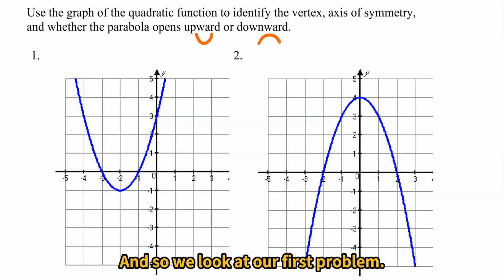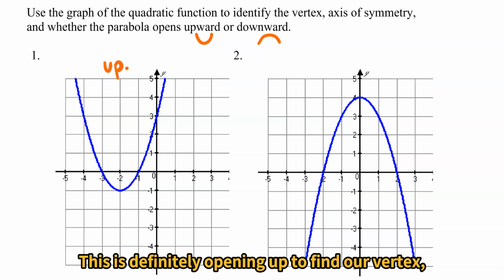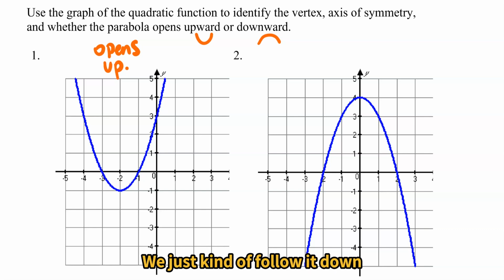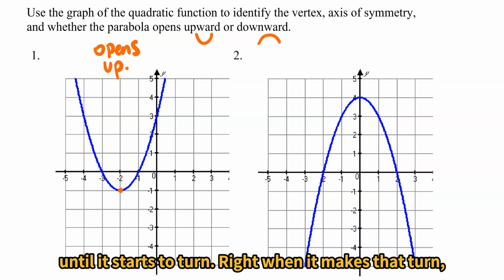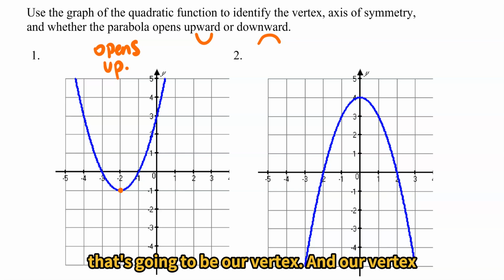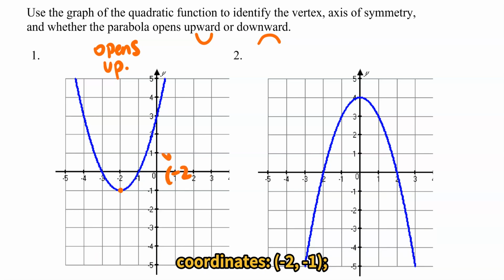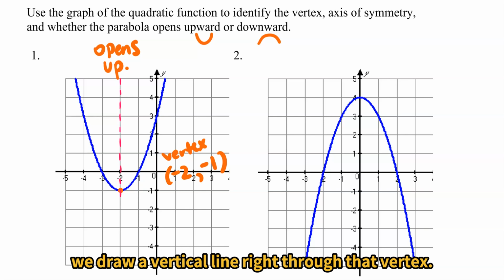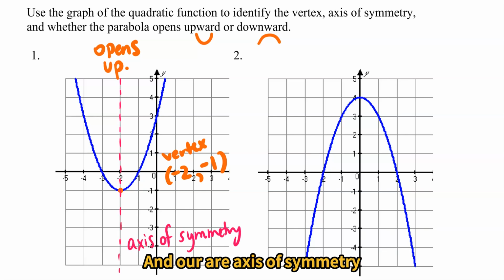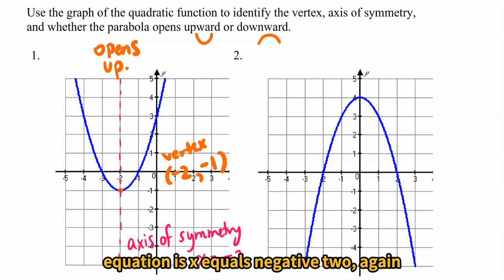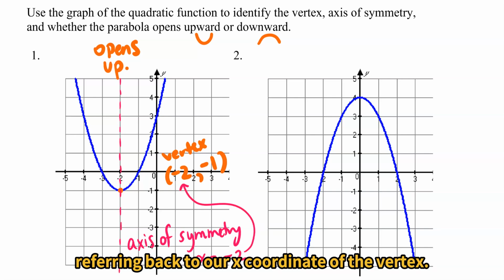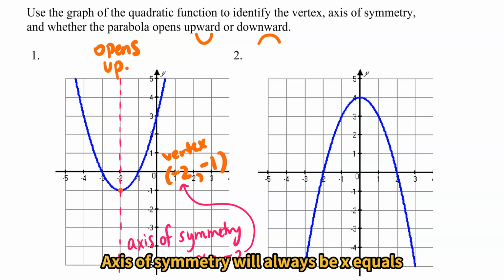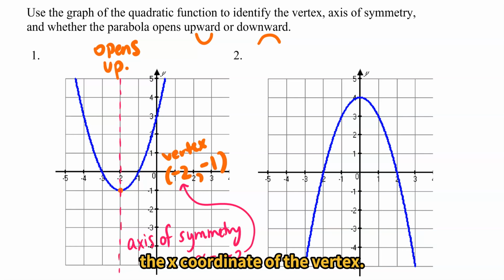And so we look at our first problem. This is definitely opening up. To find our vertex, we start on the graph. We just kind of follow it down until it starts to turn. Right when it makes that turn, that's going to be our vertex. And our vertex coordinates are -2, -1 on the graph. And then if we want to find our axis of symmetry, we draw a vertical line right through that vertex. And our axis of symmetry equation is x equals -2. Again, referring back to the x-coordinate of the vertex. Axis of symmetry will always be x equals the x-coordinate of your vertex.